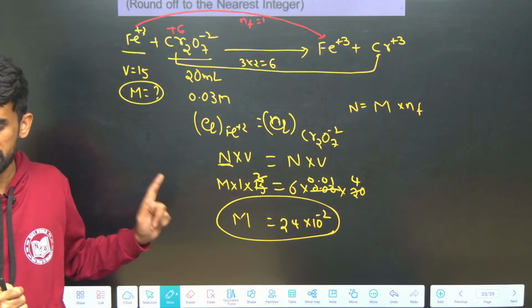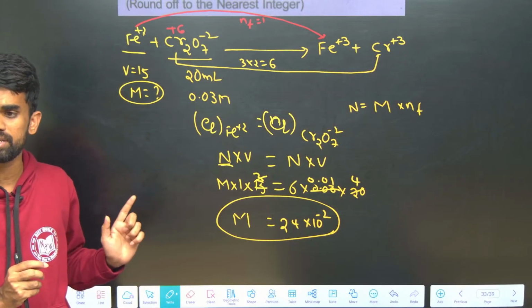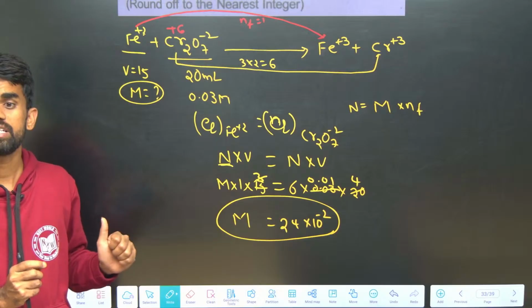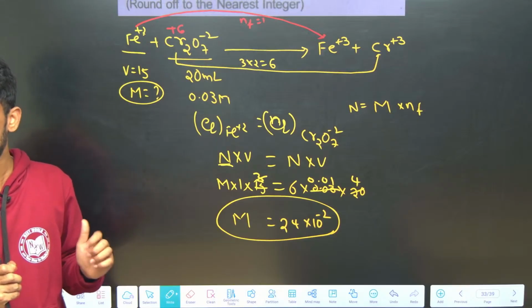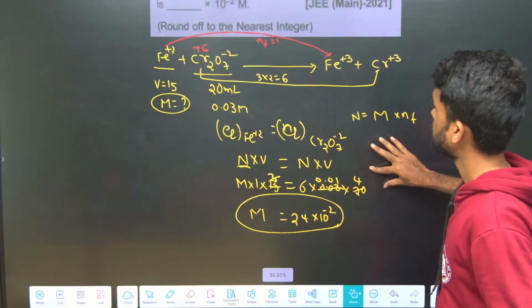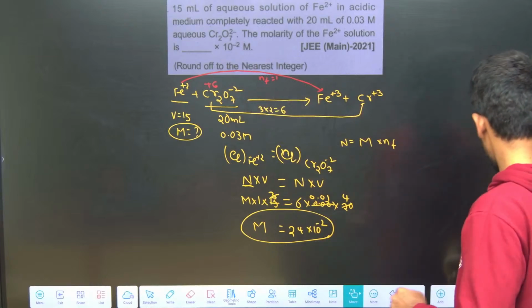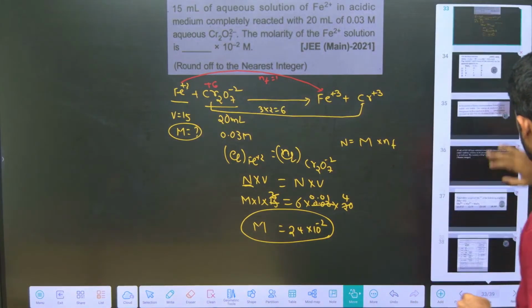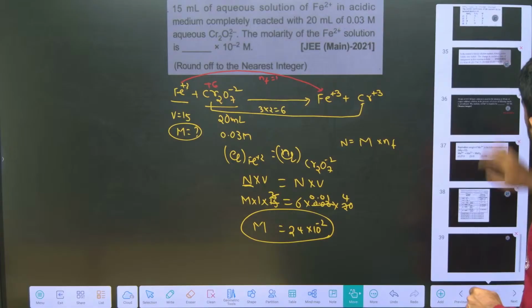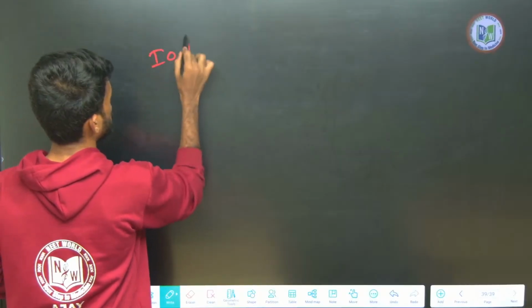So dichromate titration is also done. So what is the indicator we can use in dichromate titration? Potassium ferricyanide. Remember that. So what is the answer you can take here? 24 into 10 power minus 2. And after this, we will discuss iodometric and iodimetric titration.